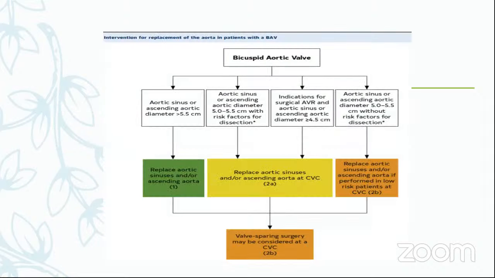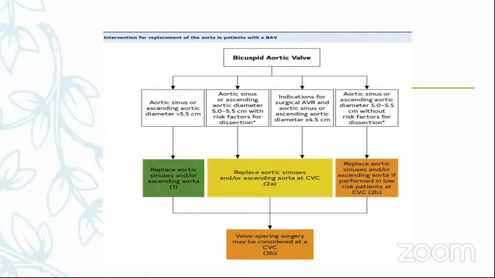Like if the aortic sinuses or the ascending aorta is more than 5.5 centimeters, the replacement of the sinuses or the ascending aorta is a class 1. And if the sinuses or the ascending aorta is between 5 to 5.5 centimeters with risk factors for dissection, like if the patient has a family history of aortic dissection, if the aortic growth rate is more than or equal to 0.5 centimeter per year, or there is a presence of aortic coarctation, so the replacement is class 2A.